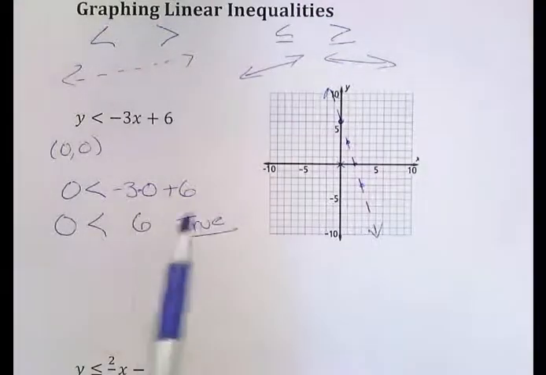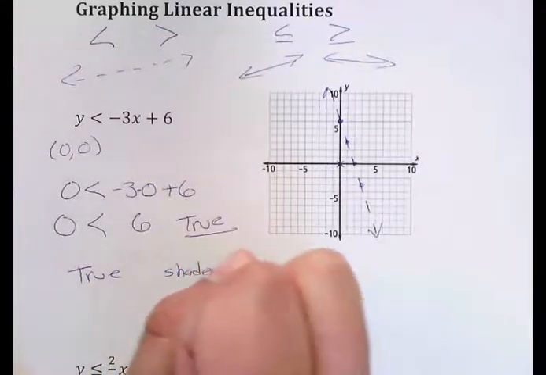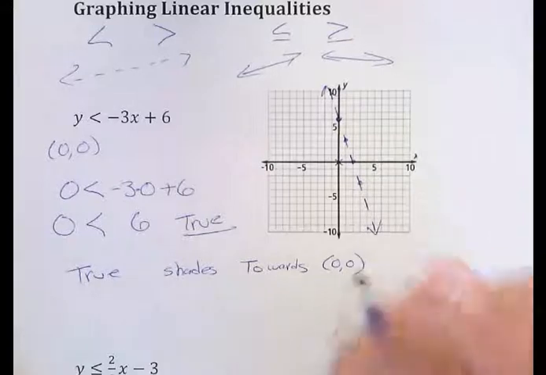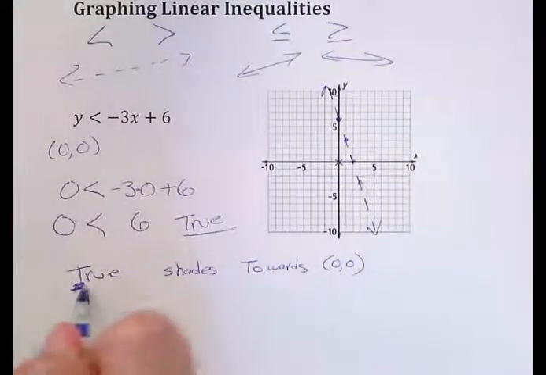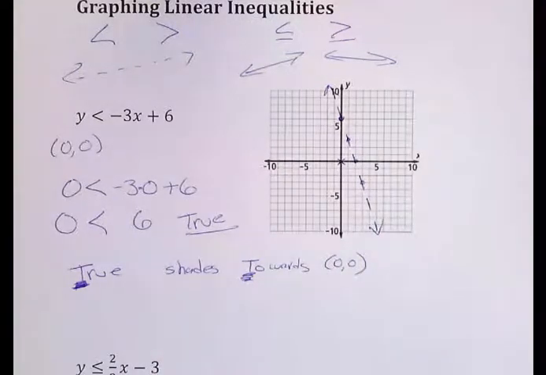So how are we going to use that to figure out the shading? If it's true, we're going to shade towards 0, 0. If it's true, notice it starts with a T, we shade towards, also a T, 0, 0.